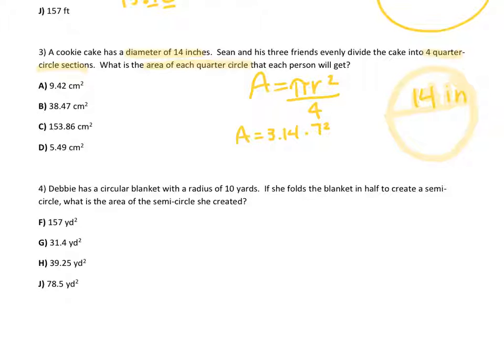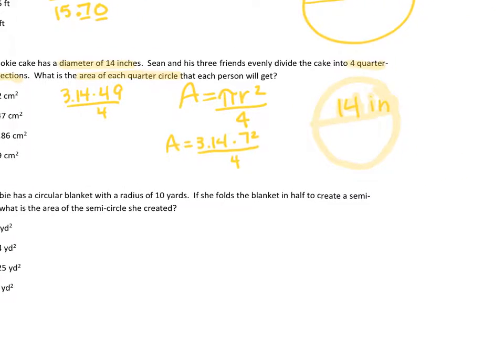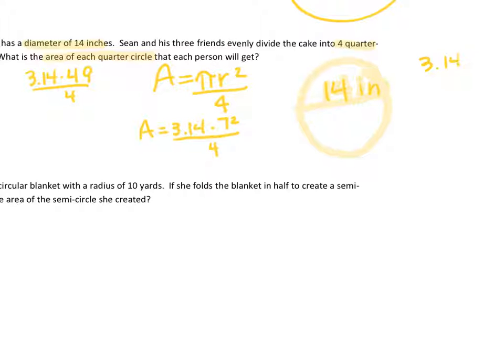So 7 squared divided by 4. Okay, order of operations tells us that 7 squared is 49. So 3.14 times 49 divided by 4. I can't divide 49 by 4 easily, so I'm not going to do that. If I could, I would simplify that and kind of eliminate that. But I'm going to do 3.14 times 49 first. And 9 times 4 is 36. 9 times 1 plus 3. 9 times 3 plus 1.